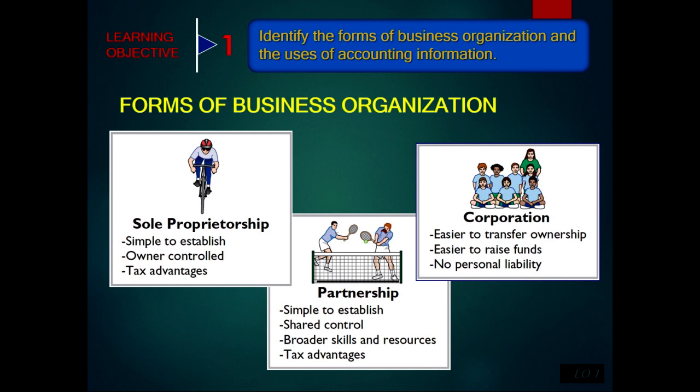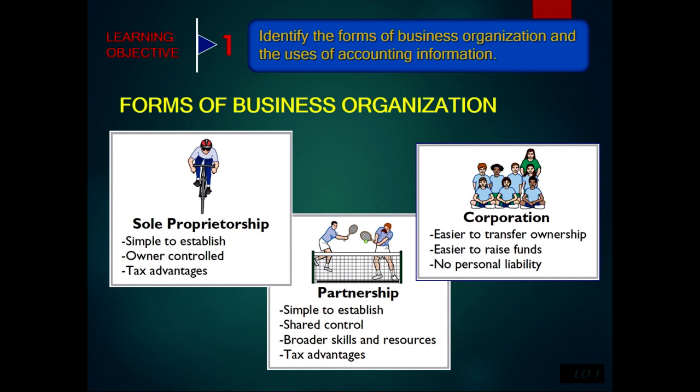The first form of business is a sole proprietorship. Most small businesses use this form. It is easy to start up. The owner has 100% control over all decisions, and there are certain tax advantages. The tax advantages have to do with the owner's business and the owner's personal finances all being combined together. By doing this, the owner pays taxes on the combined income.